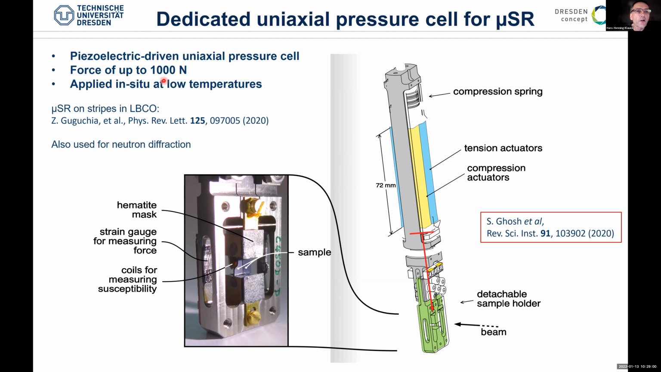So it's also a piezoelectric driven cell. It can apply forces up to 1000 Newton on the sample at low temperatures in the dilution fridge or in the helium-3 cryostat. And meanwhile, we have also used it for different kinds of experiments. It's particularly designed for a facility experiment where you have the force generator detachable from the sample or vice versa, so you can measure different samples one after the other in a beam time.